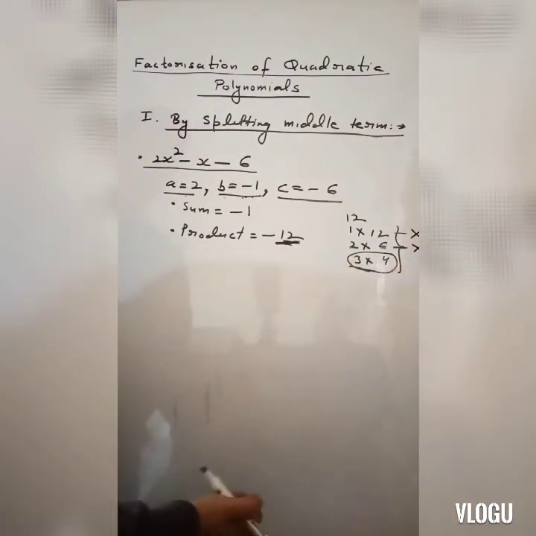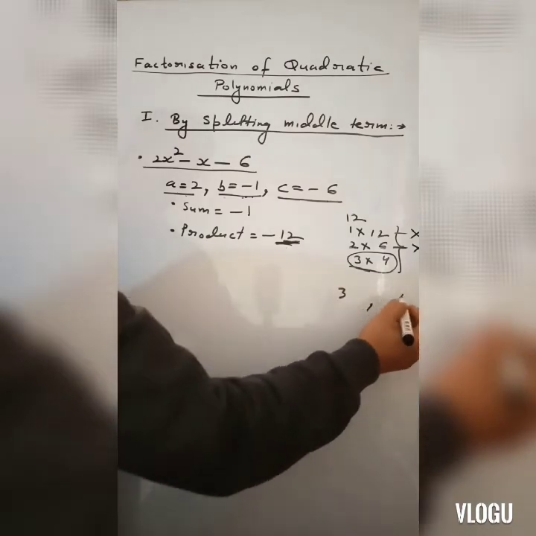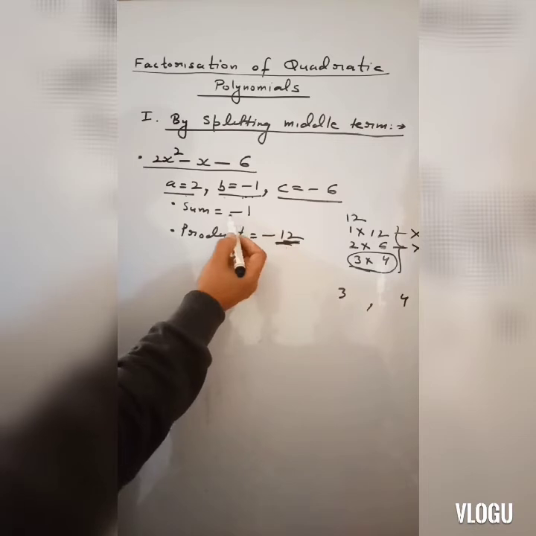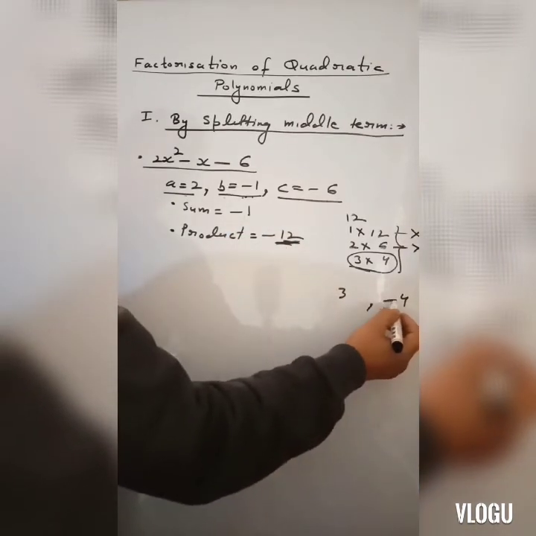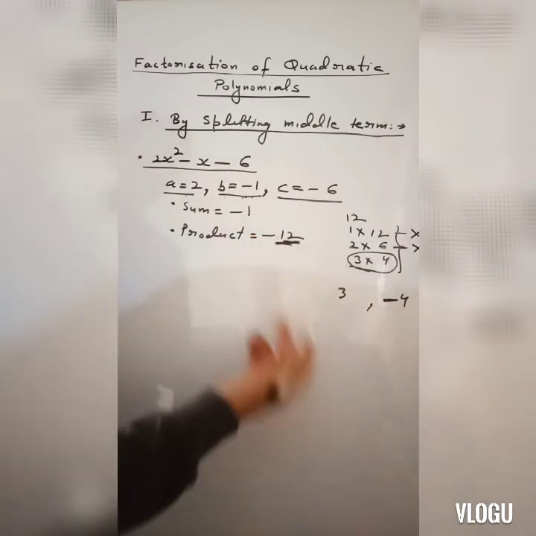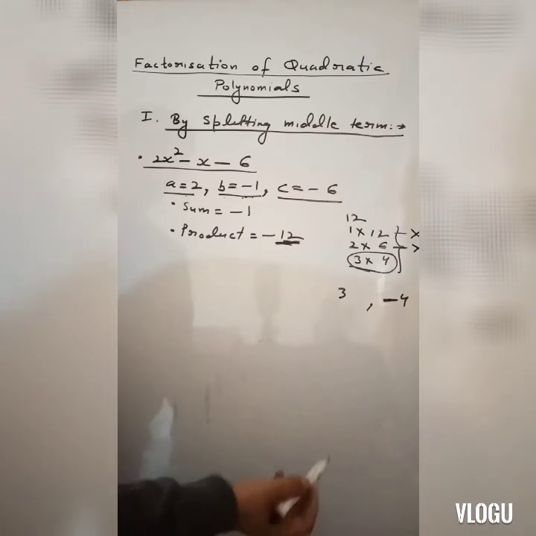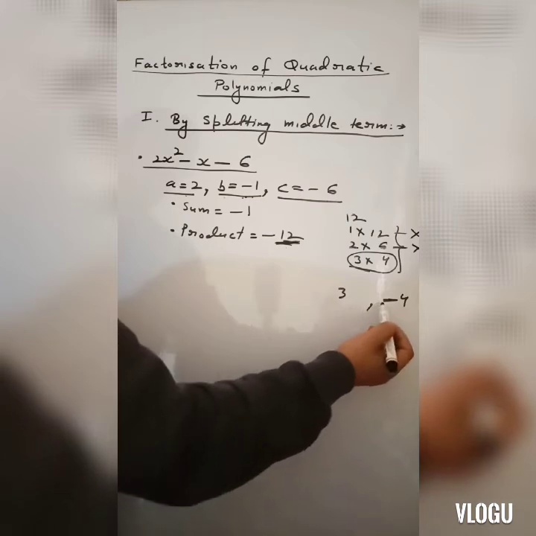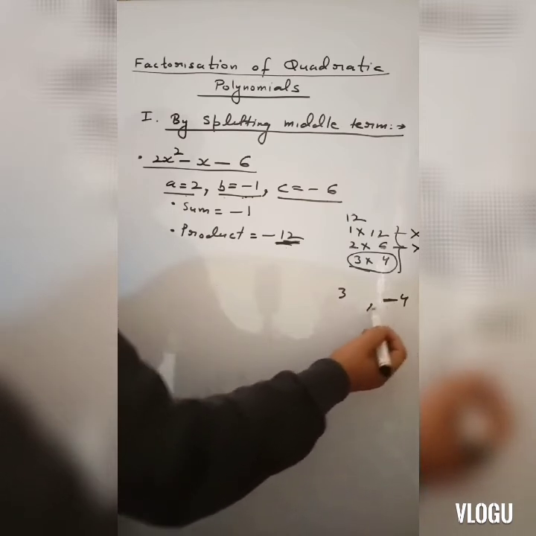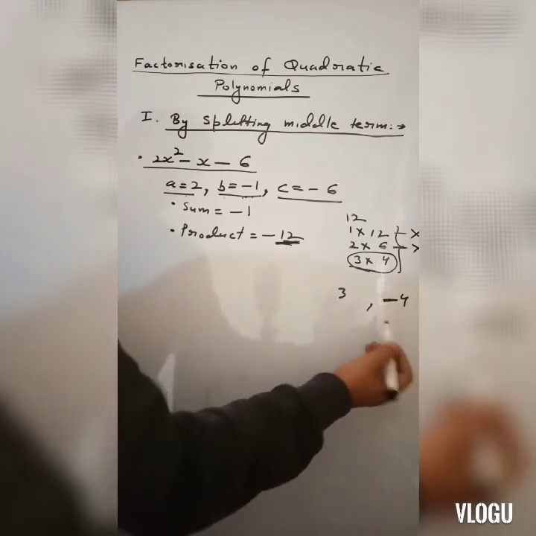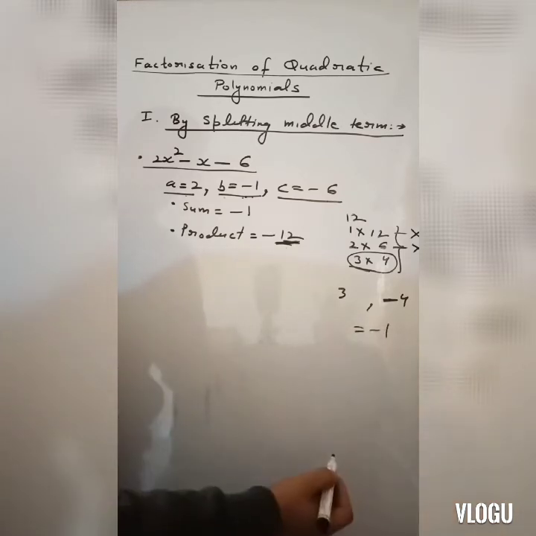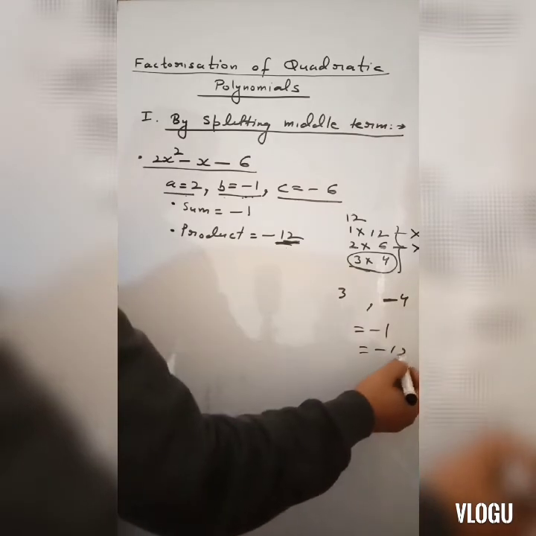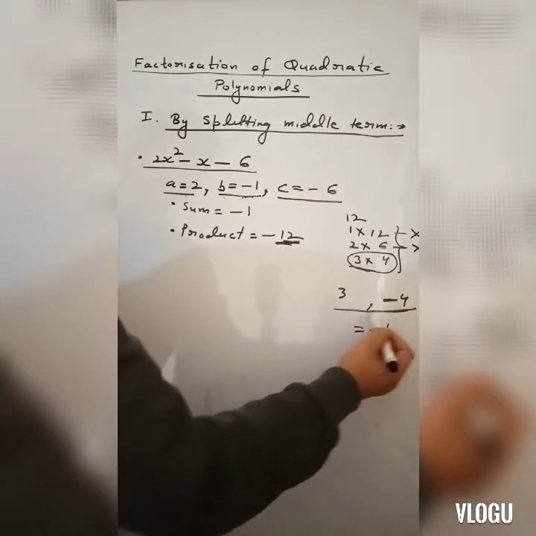Now see what you will do. Like you have 3 and 4. Now you need sum minus 1. And see, sum minus 1, when can it come? When this bigger one is minus 1. Because when you are applying any operation, addition and subtraction, in the result you always use the sign of the bigger number. So like 3 and minus 4. If you add these two numbers, if you add 3 and minus 4, what will you get? You will get minus 1, right? And if you multiply these two numbers, what will you get? You will get minus 12. So these are the two numbers.